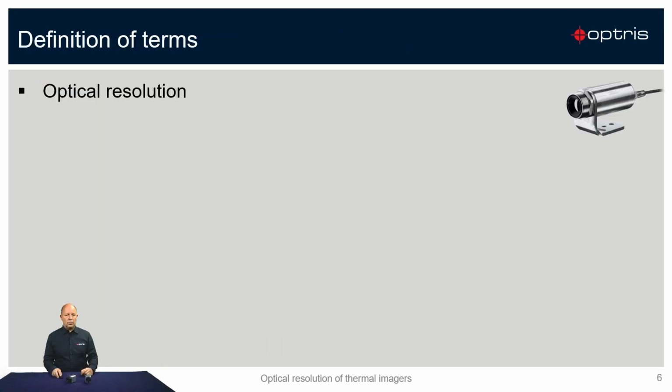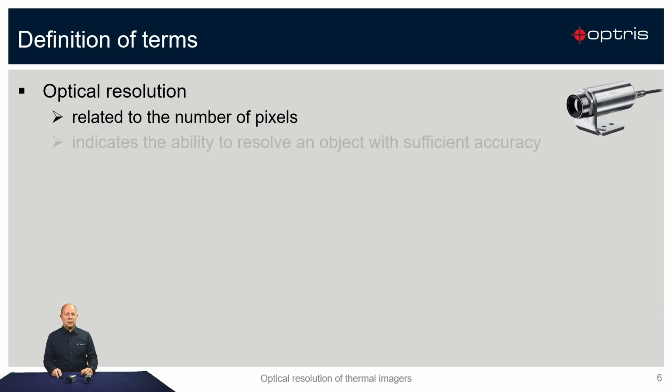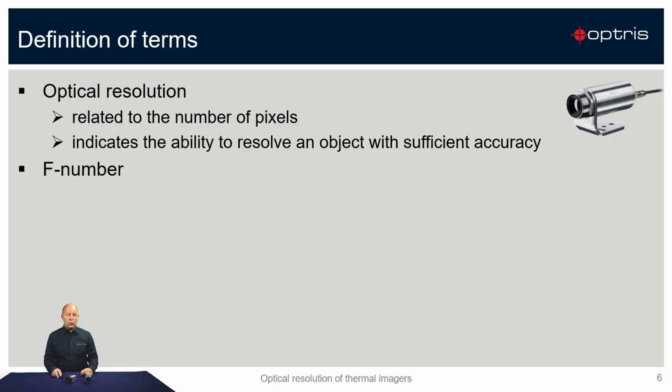Yeah, some other terms we need to talk about. One is optical resolution. Optical resolution is related basically to the number of pixels, and it indicates the ability to resolve an object with sufficient accuracy. And then we have the F number.